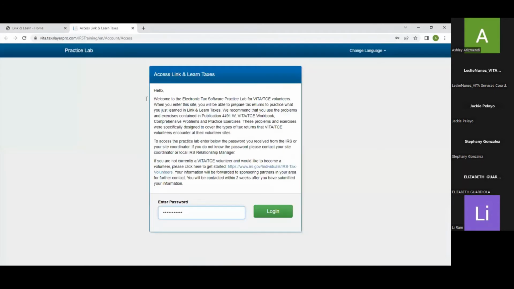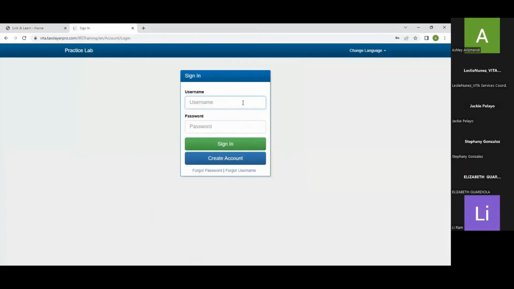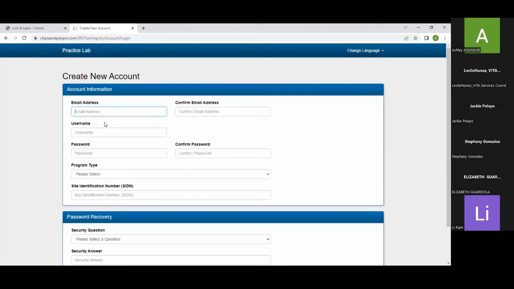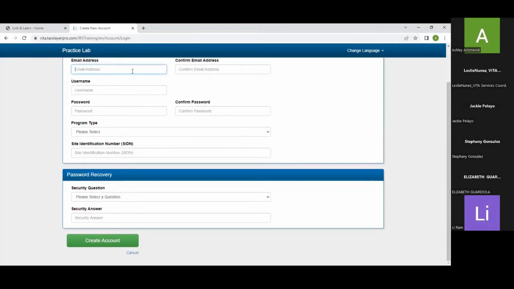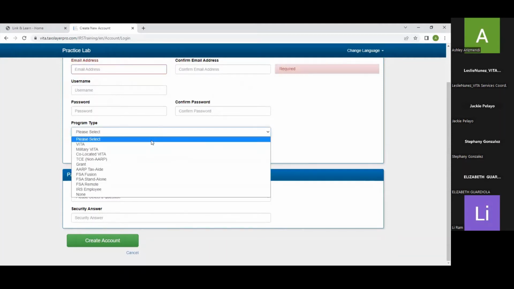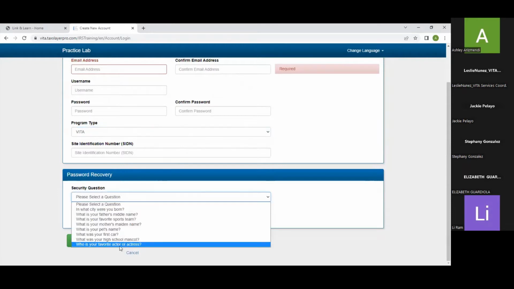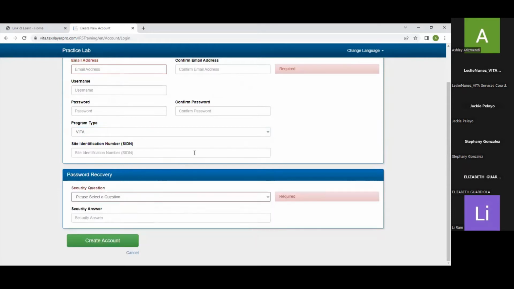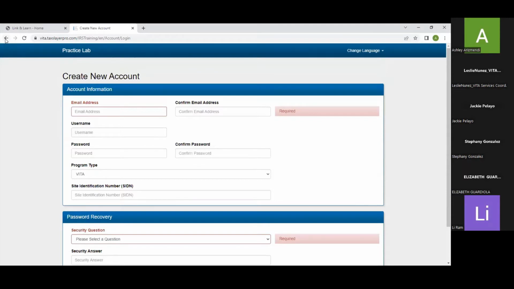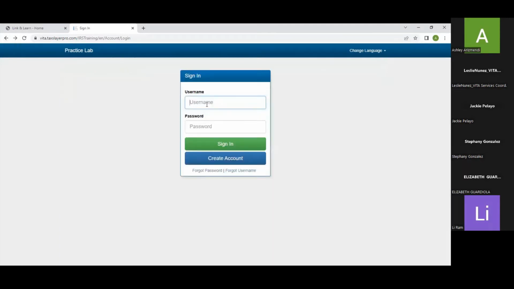It's asking me for a username. Do we have a username? This is where we're getting to. Right here, we're going to create an account. You're going to fill in your information, your personal email address, your own username and password. The program is going to be VITA. You don't have to worry about the site identification number. And then you're going to create a security question. When you're done doing that, let me know.